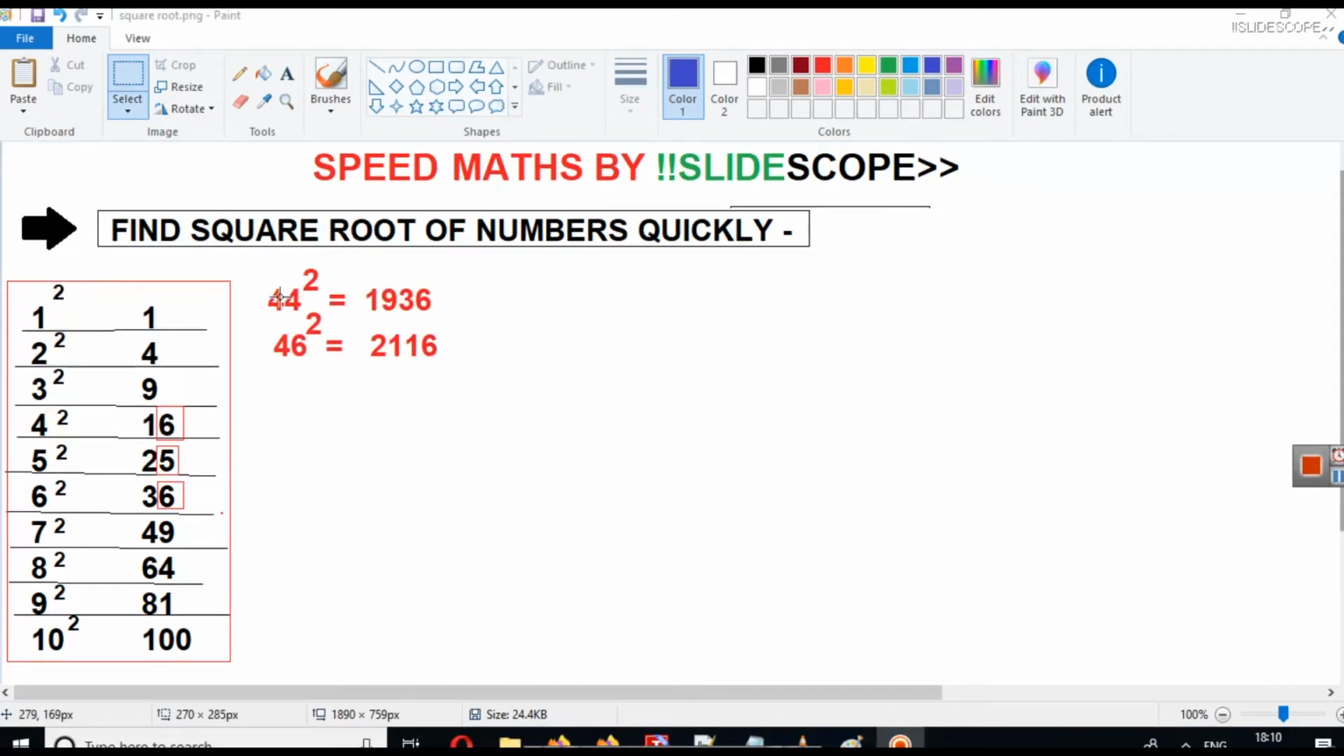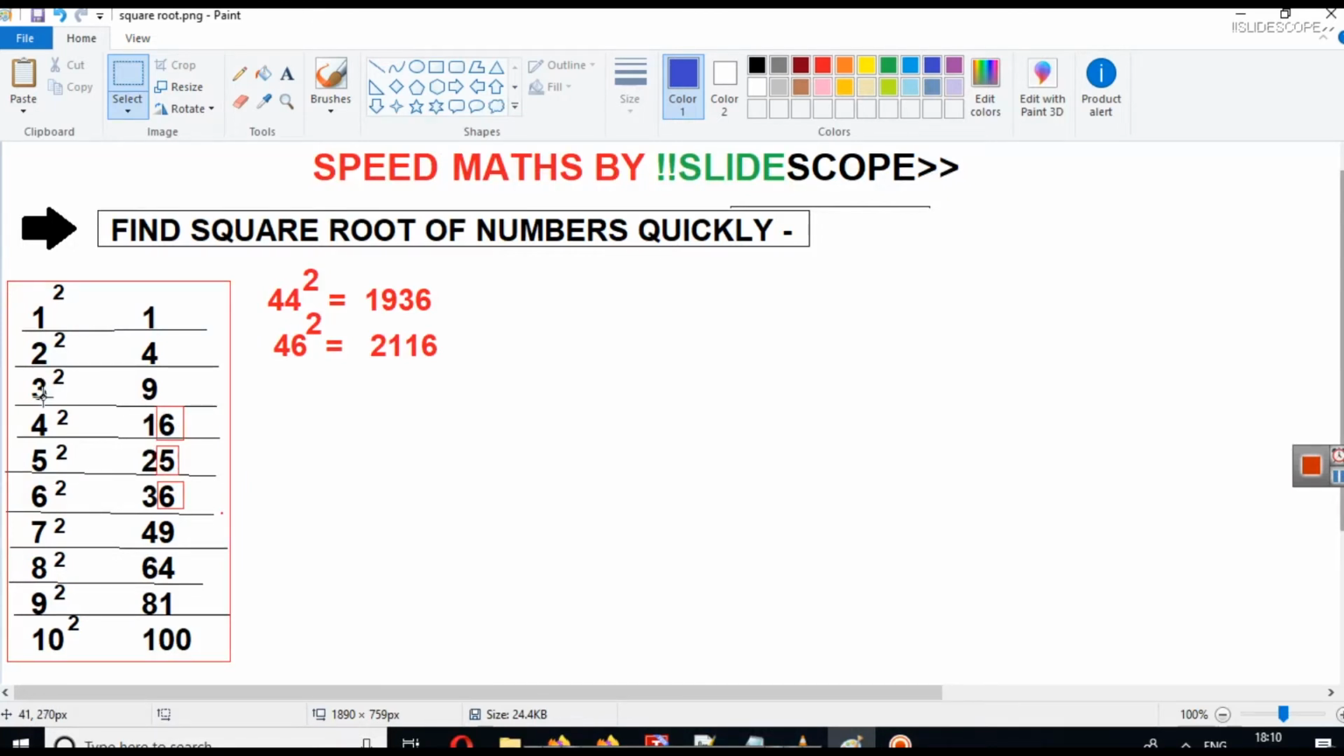So let's take two examples here, 44 and 46. The square of 44 is 1936 and the square of 46 is 2116. Both these numbers end with 6, right? But you can see in this one we have 4 in the unit place, and in this one we have 6 in the unit place. So there can be two numbers, 4 and 6, which have squares ending in 6.